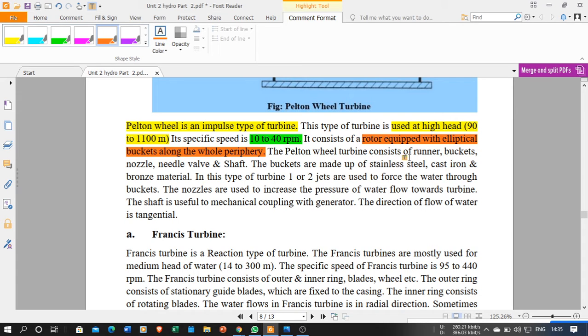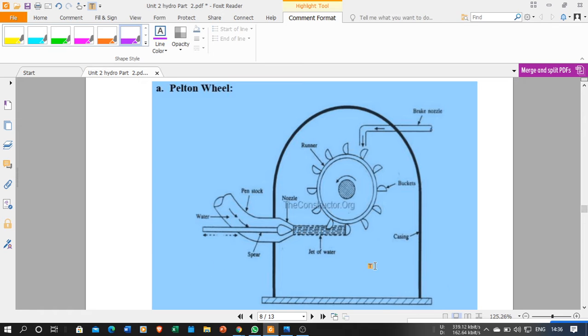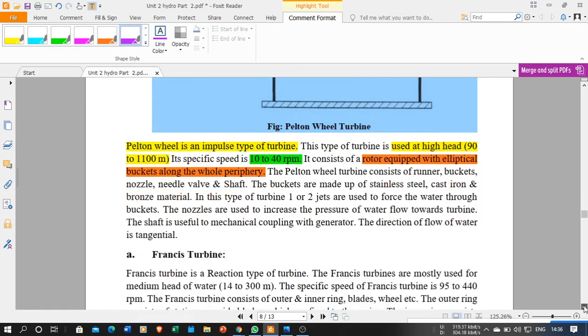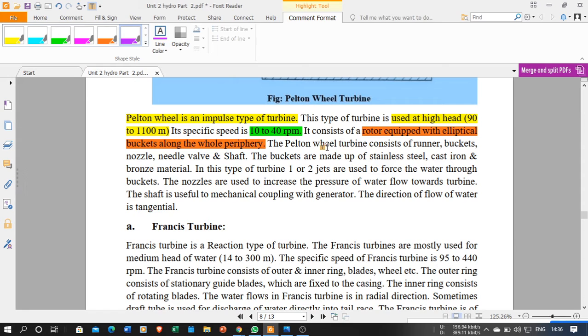The Pelton wheel turbine consists of runner, buckets, nozzle, needle valve and shaft. The needle valve is also called the spear gear. The buckets are made up of stainless steel, cast iron or bronze material. All these materials are anti-rusting, rust-free materials.